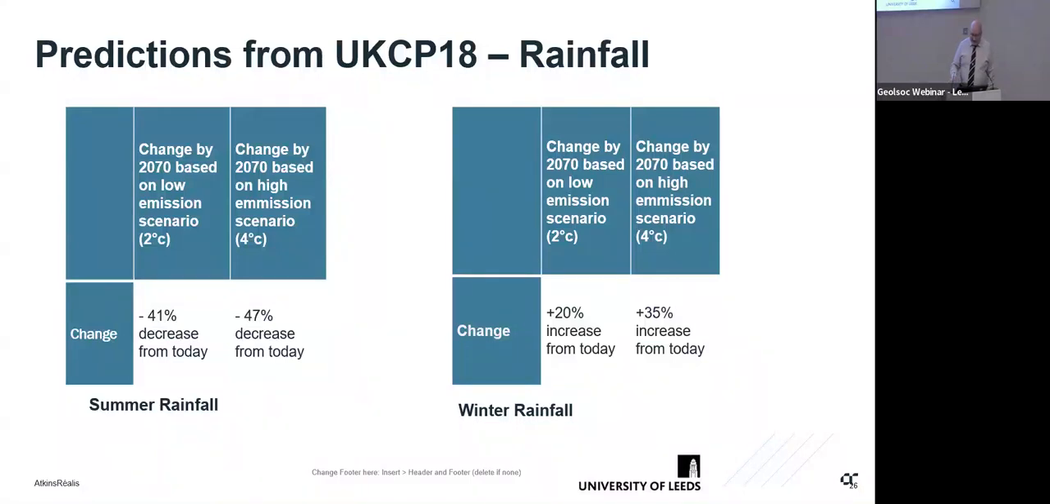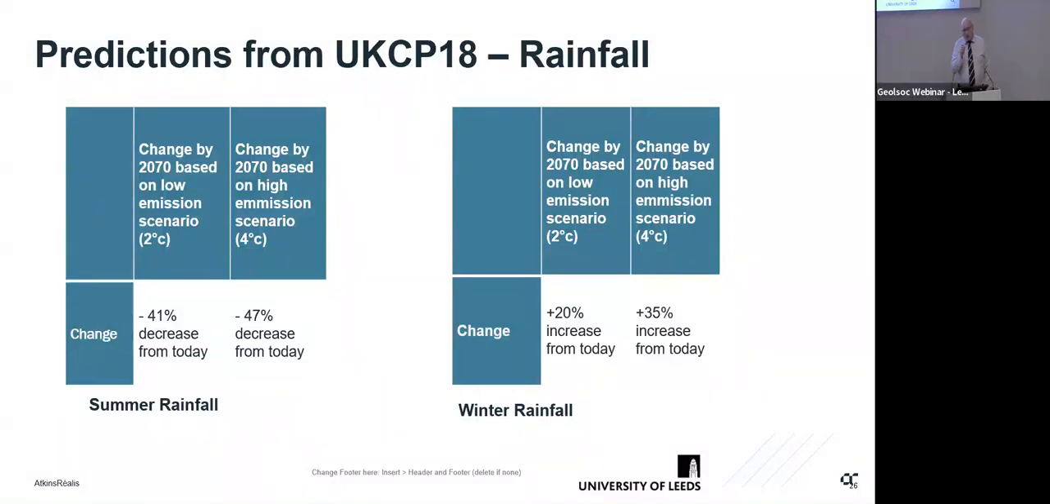But if we look at distributions of rainfall based on UKCP18, just look at rainfall alone, if we're looking at a low emissions model for summer rainfall, we expect to see less rainfall. And in the higher model, we expect to see a 47% decrease in rainfall in the summer. That's, you know, we're looking at big significant differences. But in winter, we're looking at significant increases.